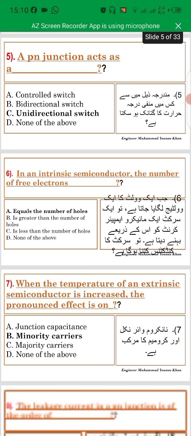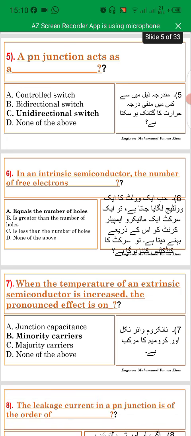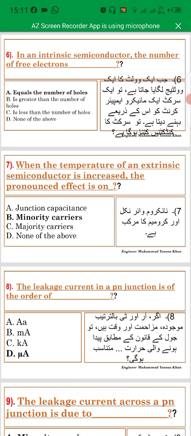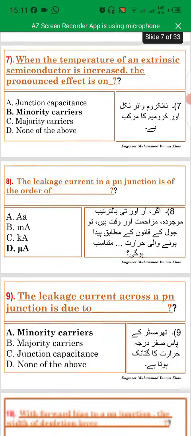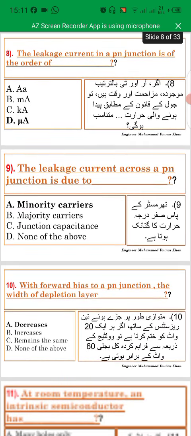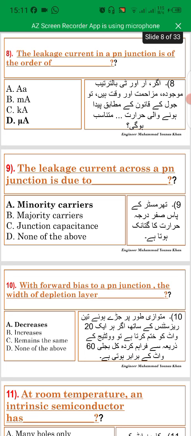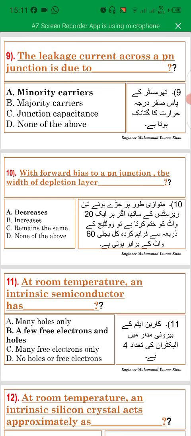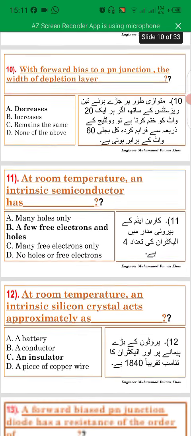A p-n junction acts as a unidirectional switch. In an intrinsic semiconductor, the number of free electrons equals the number of holes. When the temperature of an extrinsic semiconductor is increased, the pronounced effect is on minority carriers. The leakage current in a p-n junction is of the order of microampere. The leakage current across a p-n junction is due to minority carriers.